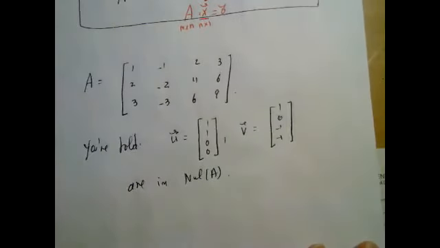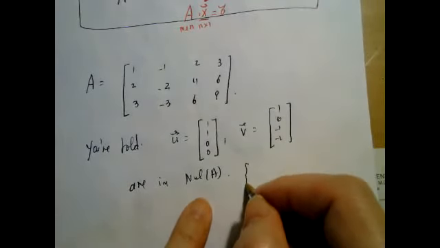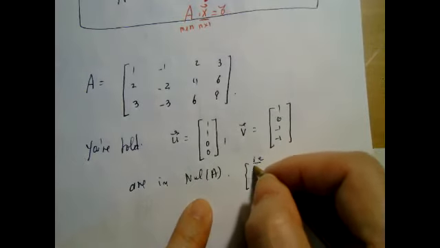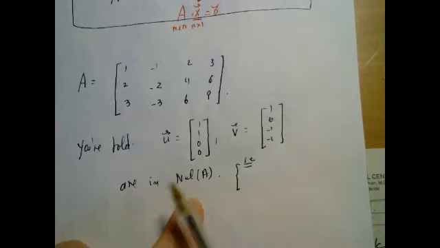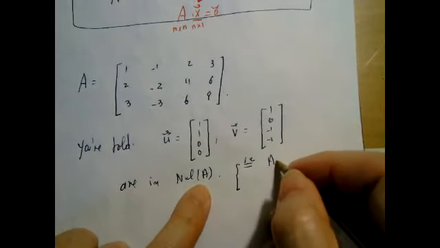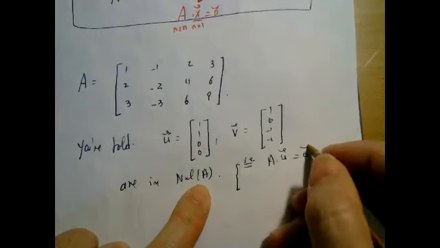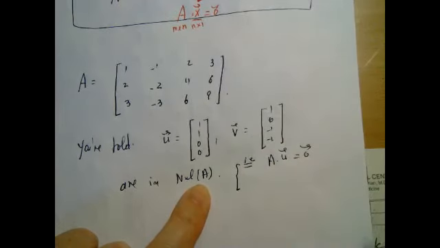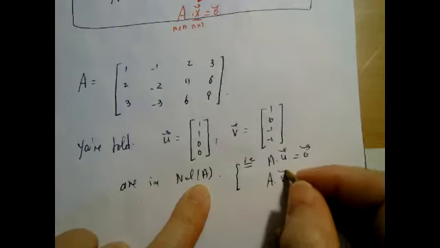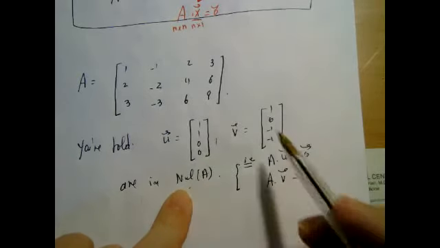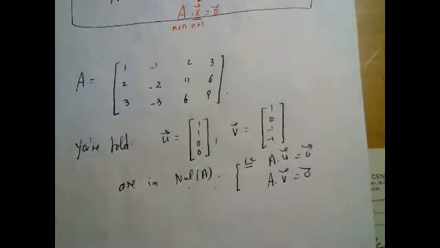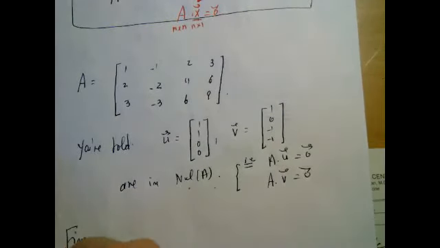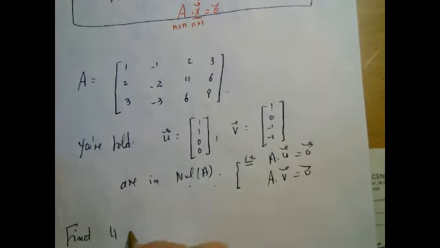What does it mean to you? If I tell you those are in the null, it means if I take A, multiply it by U, I should get a 0. That's what it means. If I take A times V, I get 0, because the null are all the solutions. If I tell you those are in the null, I'm telling you those are the solutions. So now I give you 2, find 4 other vectors in the null.